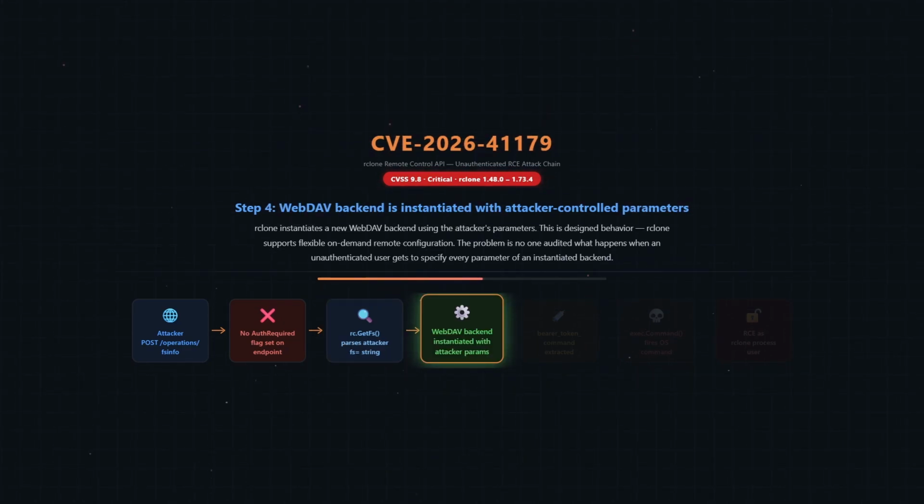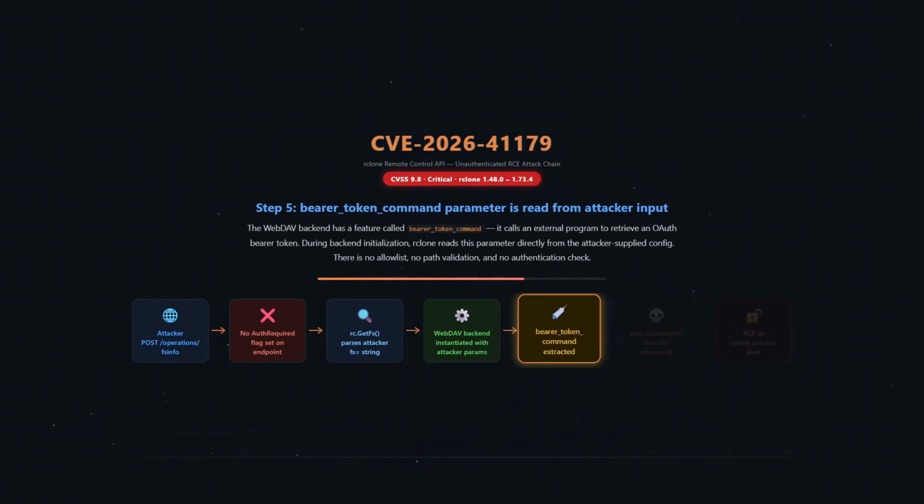Rclone processes the inline definition and instantiates a new WebDAV backend object using the attacker-supplied parameters. At this point, Rclone is doing exactly what it was designed to do. The problem is that no one ever audited what happens when an unauthenticated user gets to specify all the parameters. The WebDAV backend supports a parameter called bearer_token_command. Its legitimate purpose is to call an external program that returns a bearer token for authenticating to a WebDAV server. This is useful for OAuth and OIDC workflows.